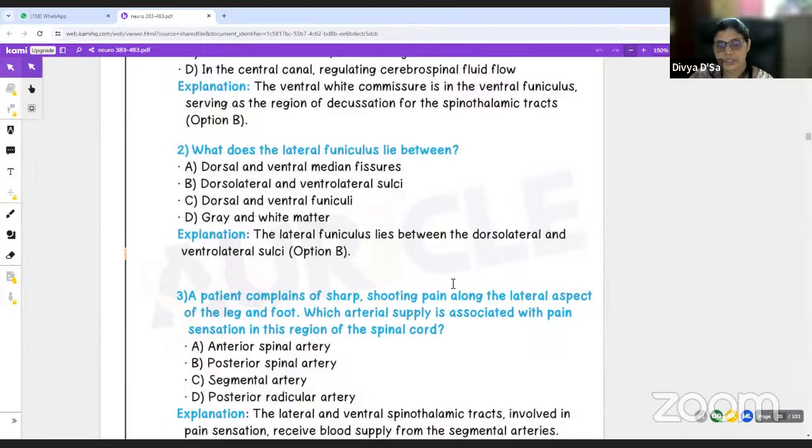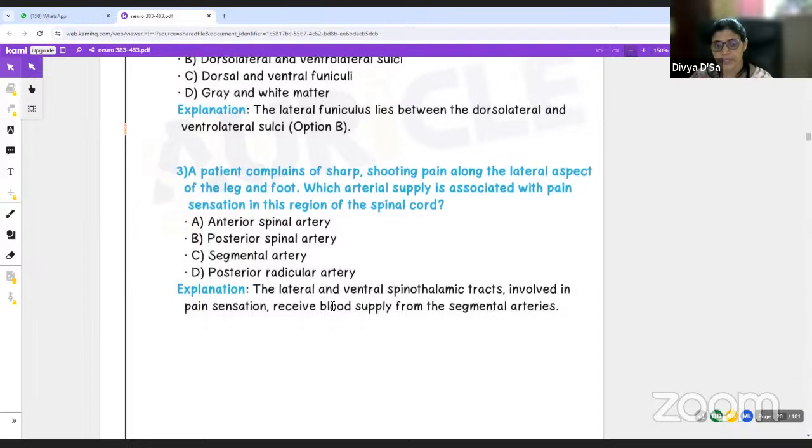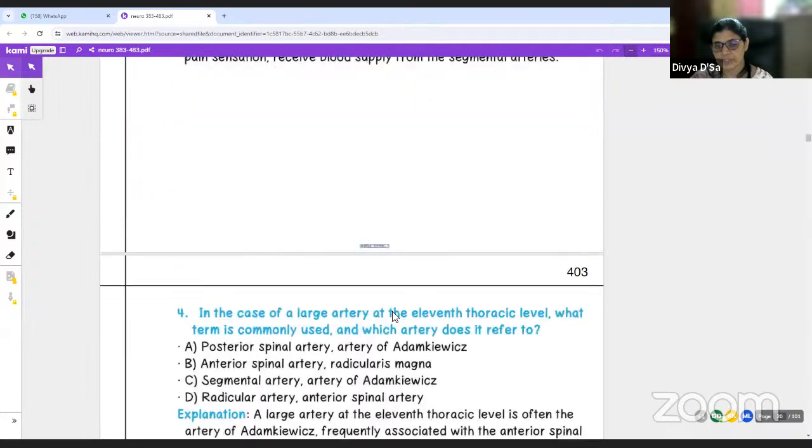Next, a person complains of sharp shooting pain along the lateral aspect of the leg and foot. Which arterial supply is associated with pain sensation in this region of the spinal cord? So we have anterior spinal artery, posterior spinal artery, segmental artery, and posterior radicular artery. So here the lateral and ventral spinothalamic tracts, which involve pain sensation, receive blood supply from the segmental arteries.